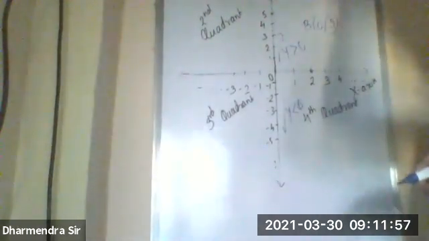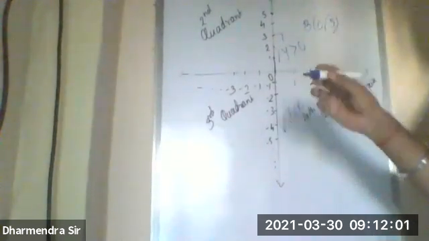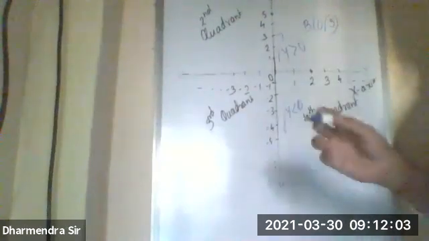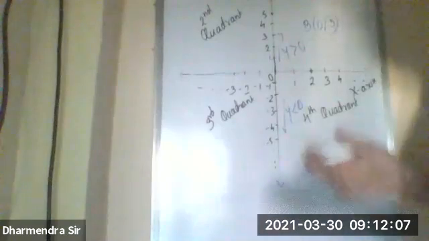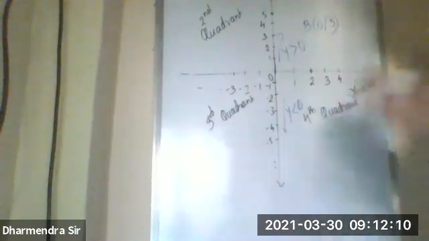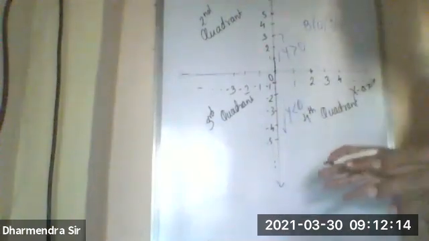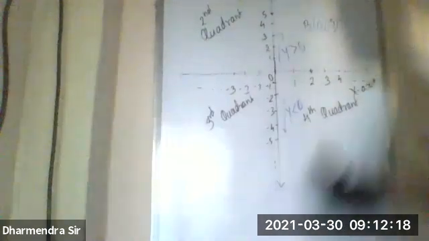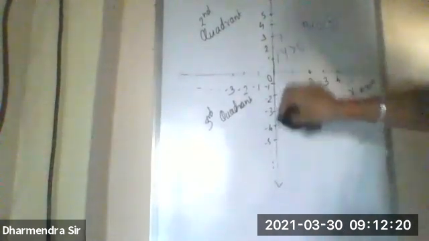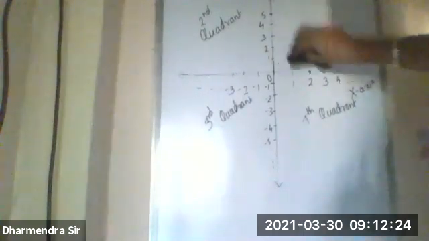So here we have seen the examples in which either the x coordinate or the y coordinate is 0, and where the point lies. If the x coordinate is 0, then it lies on the y-axis. If the y coordinate is 0, it lies on the x-axis. So we have cleared this regarding the points having one coordinate as 0.